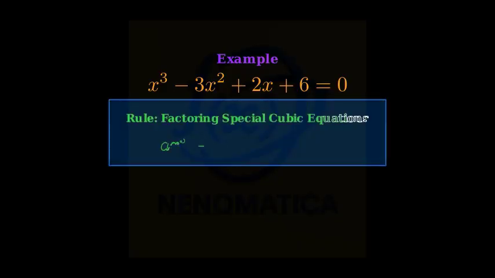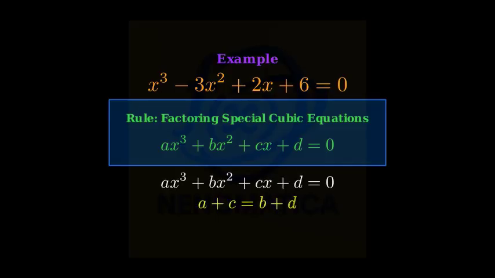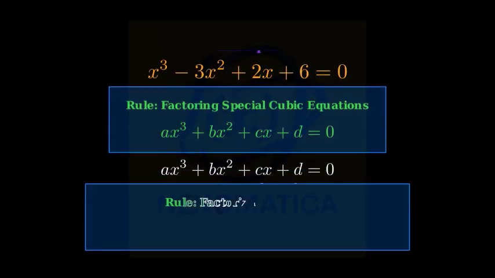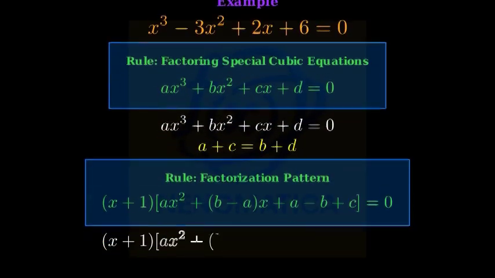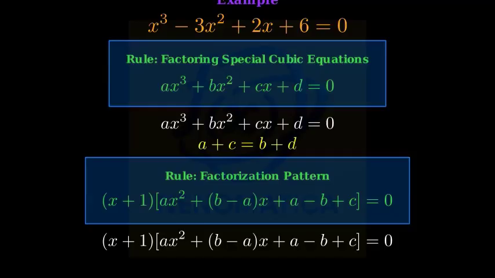Let's begin by looking at the general formula for factoring certain cubic equations without having to use polynomial division. We can use this formula for a cubic equation of the form ax cubed plus bx squared plus cx plus d equals 0. If the condition a plus c equals b plus d is satisfied, then we can factor it using a special pattern. When this condition is met, the cubic equation can be factored as follows: x plus 1 times the quantity ax squared plus the quantity b minus a times x plus a minus b plus c equals 0. Let's see how to apply this to our example.